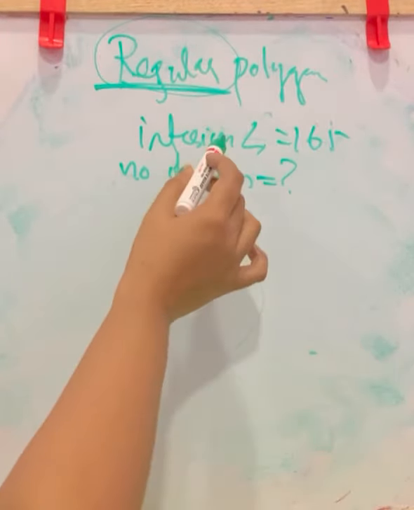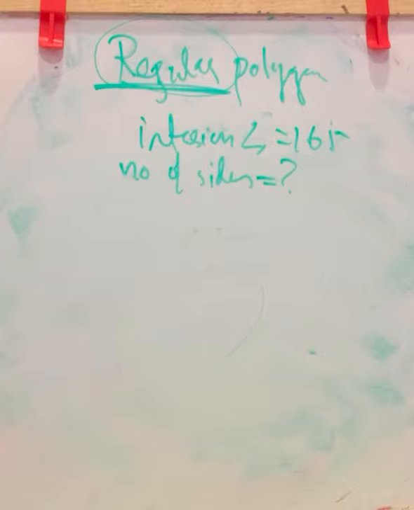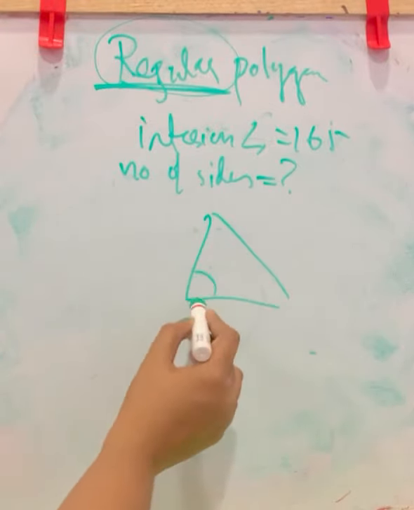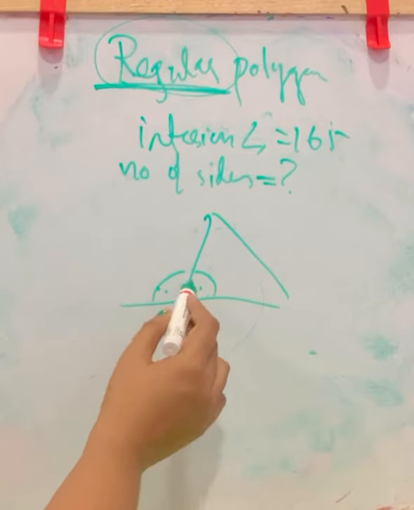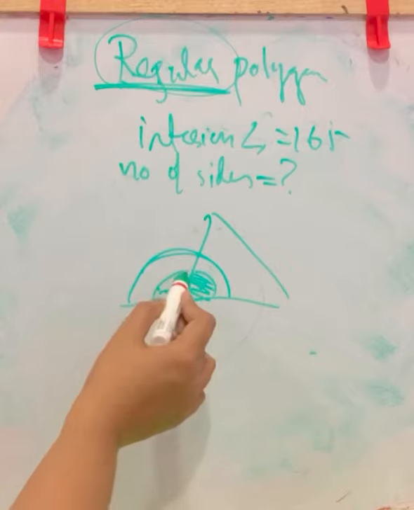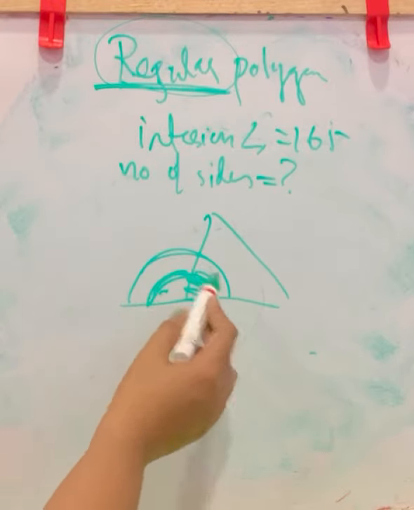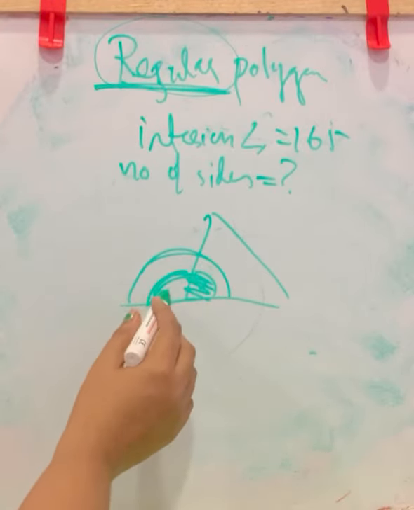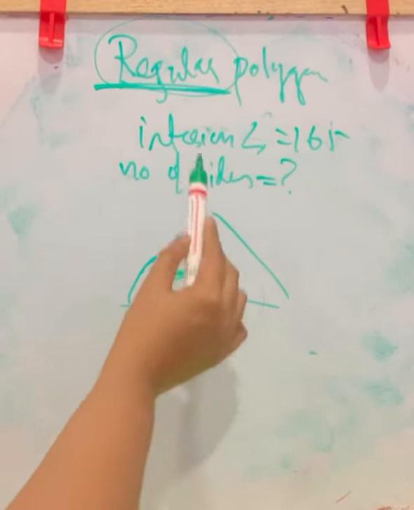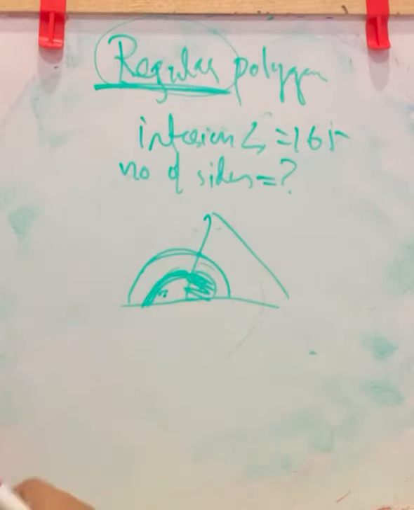If each interior angle is 165, we know the interior angle and the exterior angle of a polygon have a relation, that is linear pairs. If this is the interior, this is the exterior, that is a linear pair. So to get the exterior angle, you have to subtract this interior angle from 180. Then you will get the exterior angle.